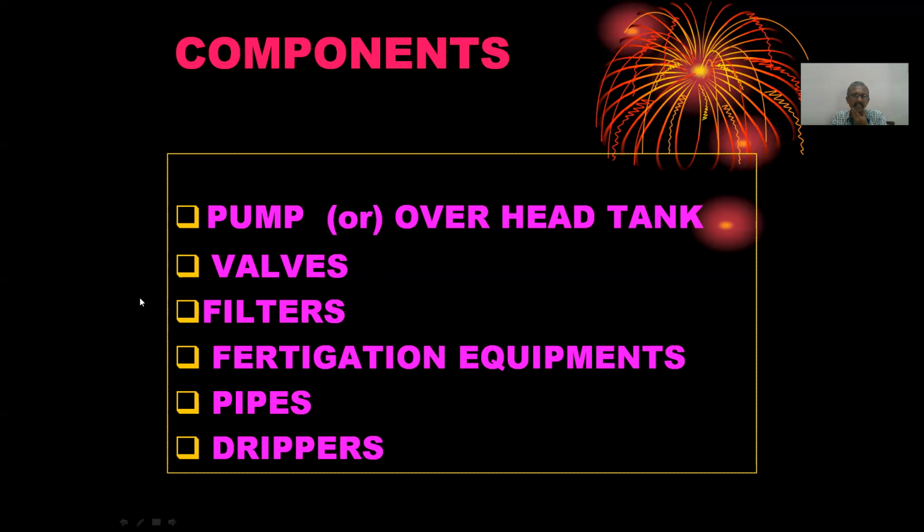And thirdly, you need filters, because you know that drippers are a very fine device. It has a very narrow passage through which water has to come out. So there is the tendency for it to get clogged. So you need to have filters. There are a number of filters, and depending on the type of water you use, you need to have different types of filters. We will see all the types of filters.